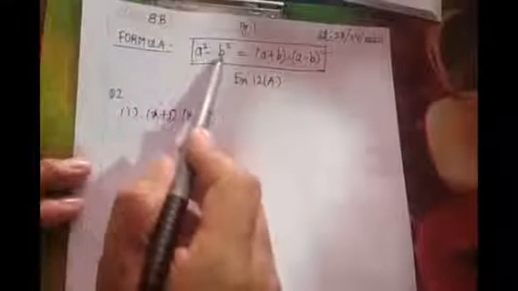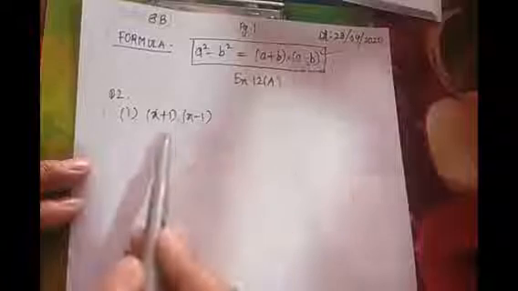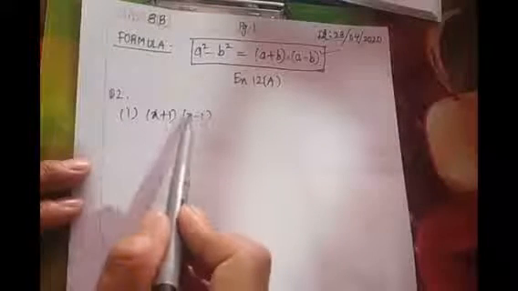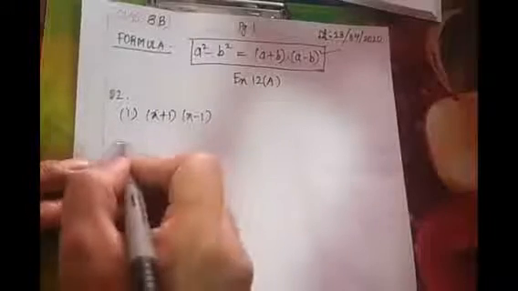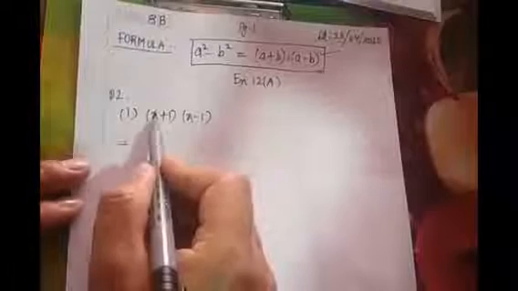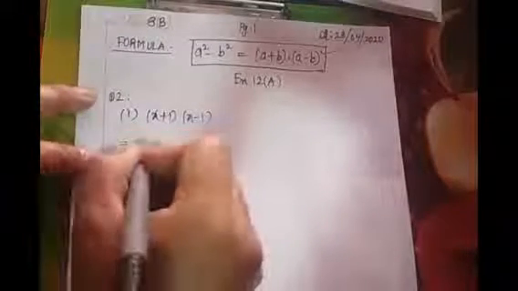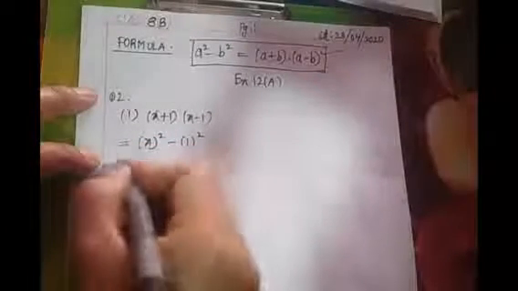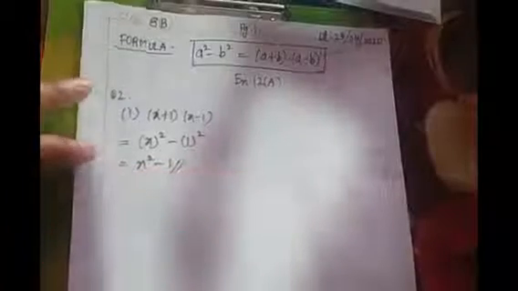As we know, a square minus b square is a plus b into a minus b. If we compare with the given question, it is x plus 1 into x minus 1. Quite similar. So here my a is x and b is 1. Using the formula, it is x square minus 1 square, which is x square minus 1, which is the answer. Very, very easy.